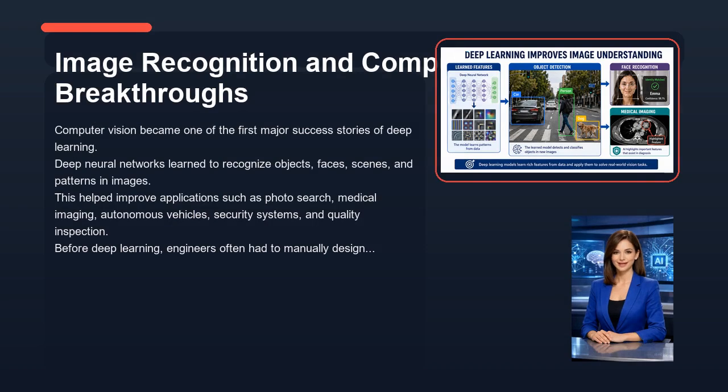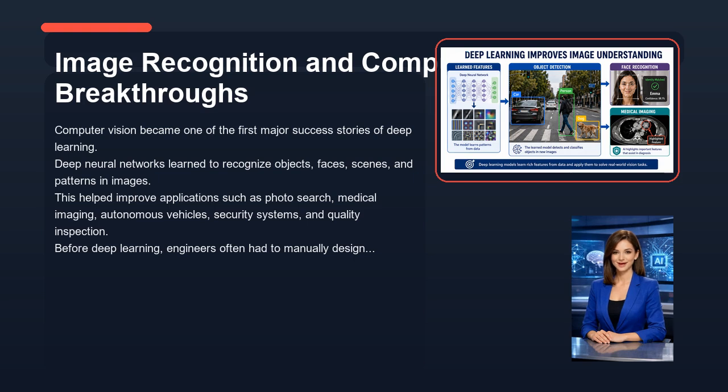Now let's look at image recognition and computer vision breakthroughs. Computer vision became one of the first major success stories of deep learning. Deep neural networks learned to recognize objects, faces, scenes, and patterns in images. This helped improve applications such as photo search, medical imaging, autonomous vehicles, security systems, and quality inspection.